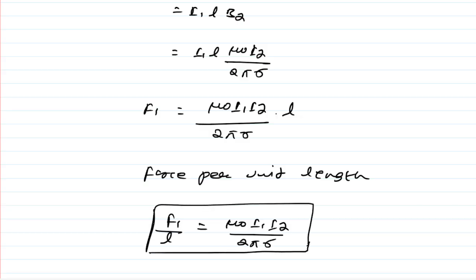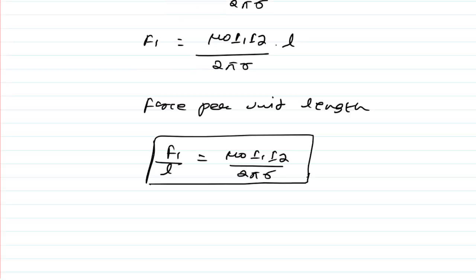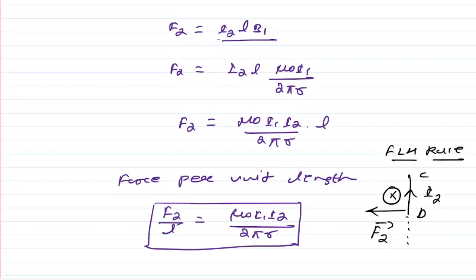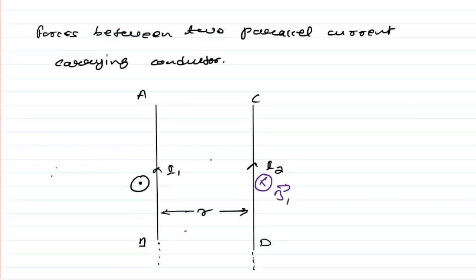The direction of force F1 will be again, Fleming left hand rule we have to use. So if we point the forefinger of left hand in the direction of dot, central finger in the direction of current, then thumb is going to point in this direction towards conductor CD. So this is force on first conductor, and on this conductor the force was acting in this direction.